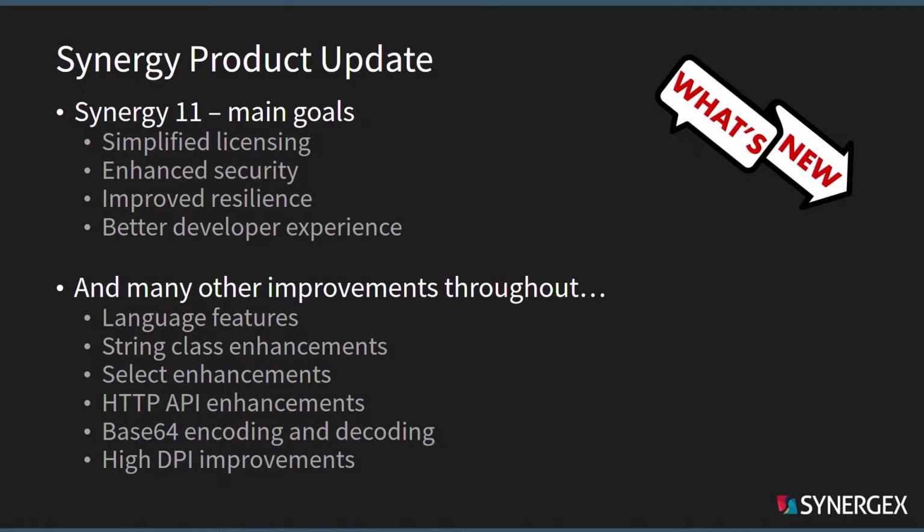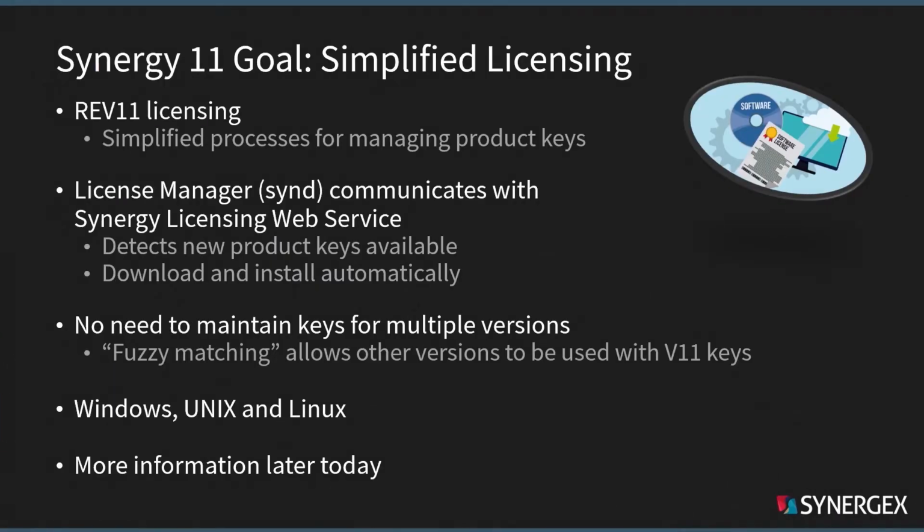So the primary goals of version 11 are the ones that we can see at the top here: simplified licensing, enhanced security, improved resilience, and better developer experience were the four things that at a high level we kind of targeted for version 11. And there are many, many other smaller scope improvements throughout. Some of the examples are listed on the bullets there at the bottom of the slide. And we'll talk about some of these things in turn as we go through.